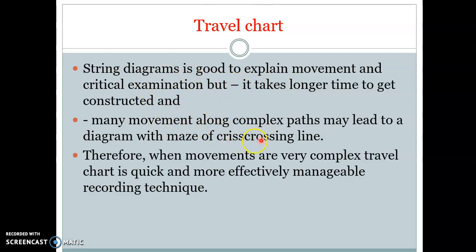So travel charts are very useful where a string diagram becomes complex. Therefore, when movements are very complex, a travel chart is a quick solution and a more effectively manageable recording technique. So in such types of charts, the application of the assignment model with a special case, that is the traveling salesman problem, is very useful, where we can construct the source and destination table, where we can write down the distance to be traveled from each source to its respective destinations, and we can provide the solution here.